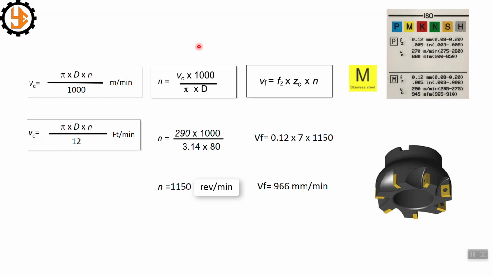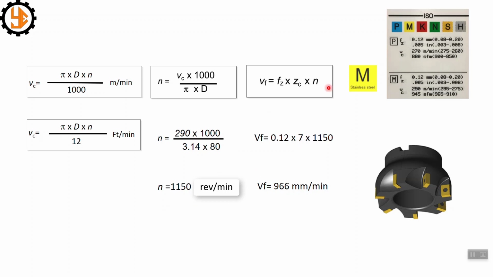For milling, we use the same formula. The only difference is that in this formula, we write the diameter of the tool. Let's take the values given for stainless steel and calculate the number of revolution for this tool. Cutting speed is 290. Tool diameter is 80 mm. As a result, we got the number of revolution for the tool 1150 rpm.